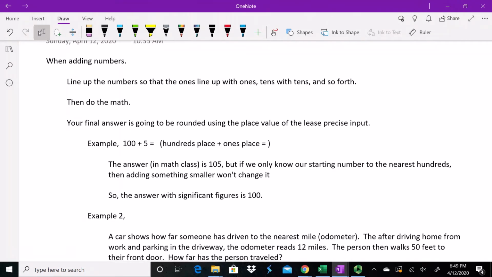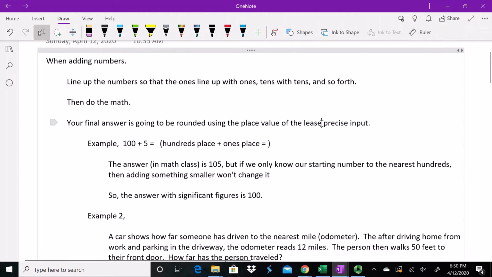So first thing we've got to do, we're going to do what we've done since we first learned math. We're going to stack the numbers on top of each other so we can add them. And we've got to make sure that the ones line up with the ones column, the tens line up with the tens, the hundreds line up with the hundreds, and so forth. Then we just do the math. Our final answer is going to be rounded using the place value of the least precise input.